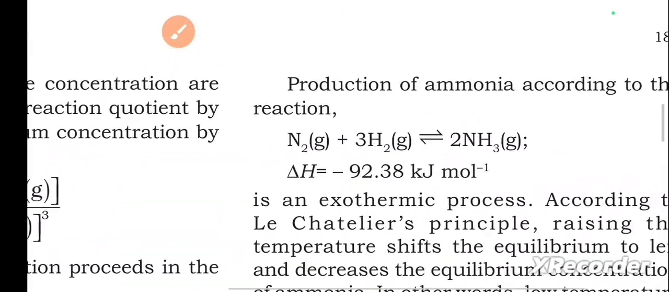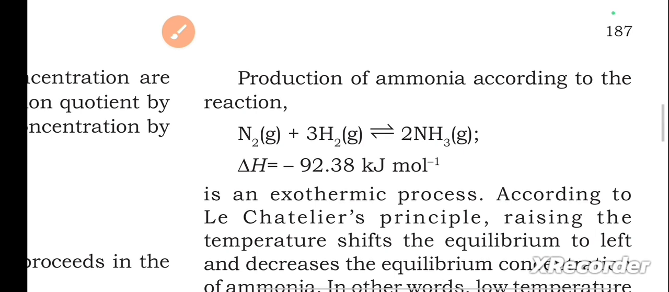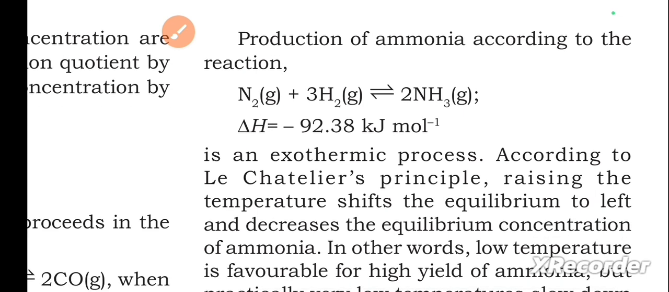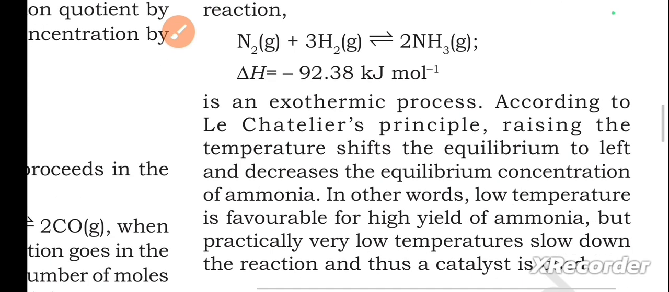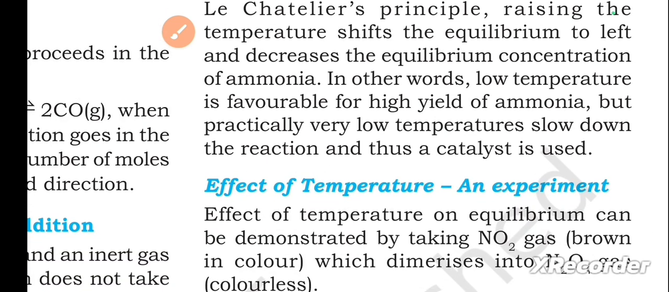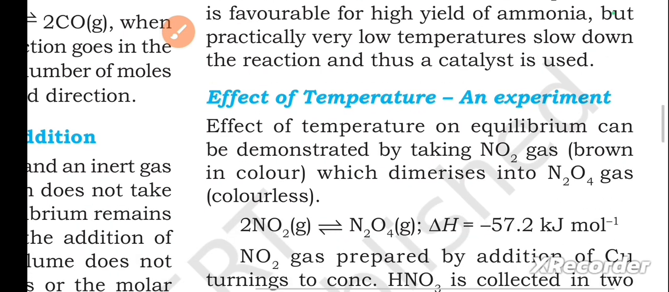Production of ammonia according to the reaction, delta H equals minus 92.38 kilojoules per mole, is an exothermic process. According to Le Chatelier's principle, raising the temperature shifts the equilibrium to the left and decreases the equilibrium concentration of ammonia. In other words, low temperature is favorable for high yield of ammonia, but practically very low temperatures slow down the reaction and thus a catalyst is used.